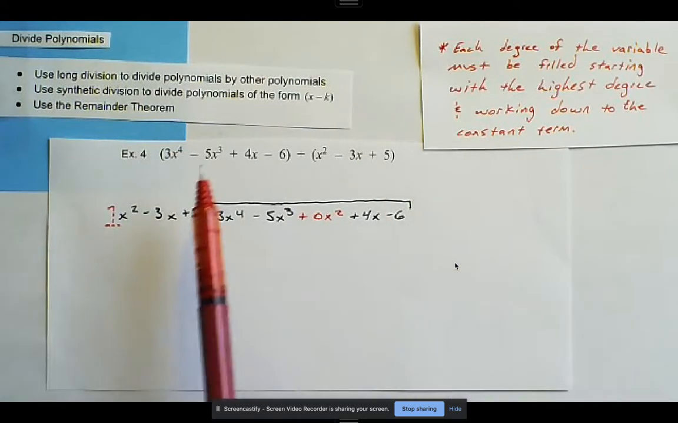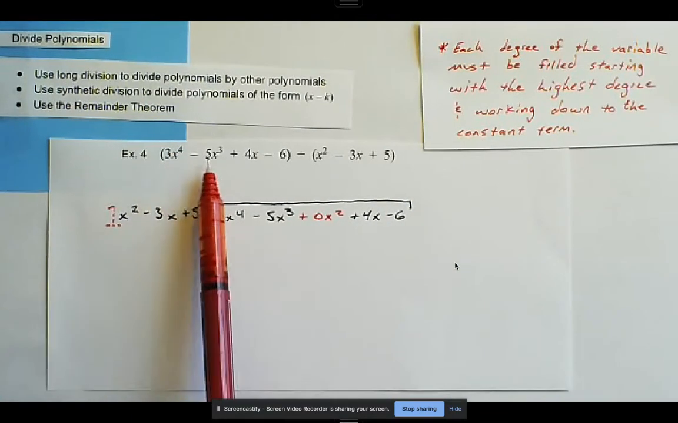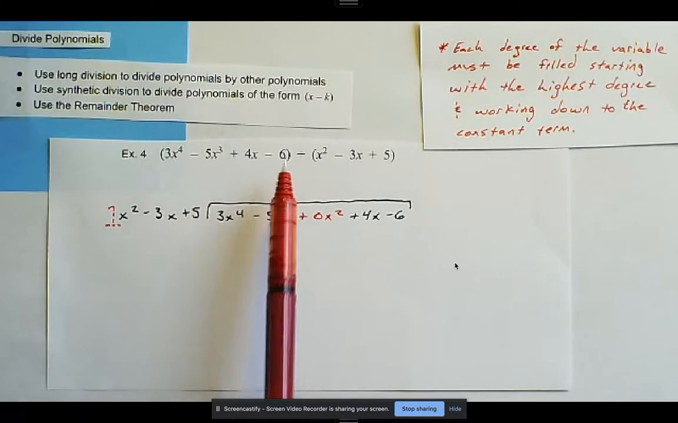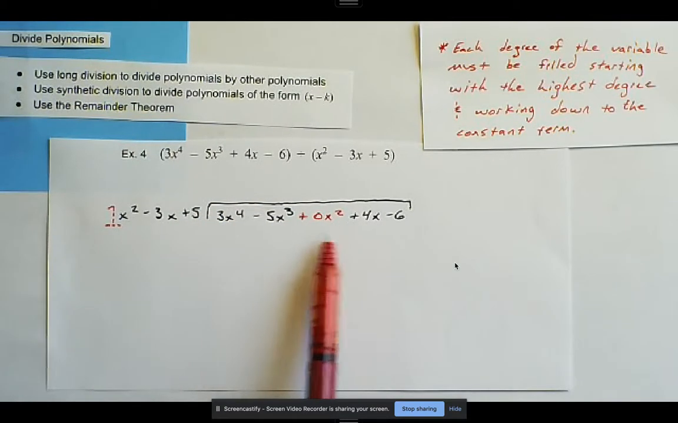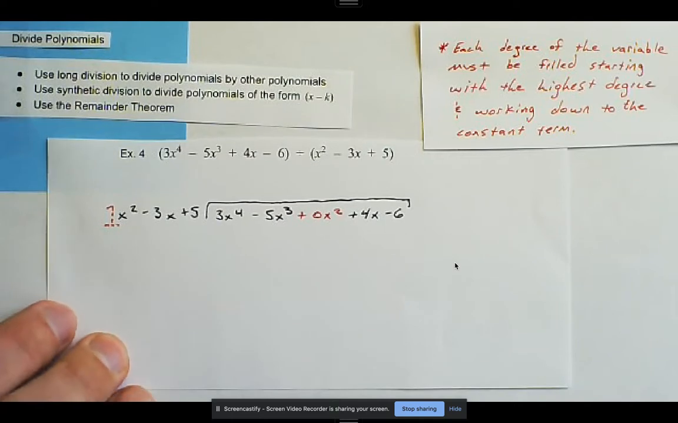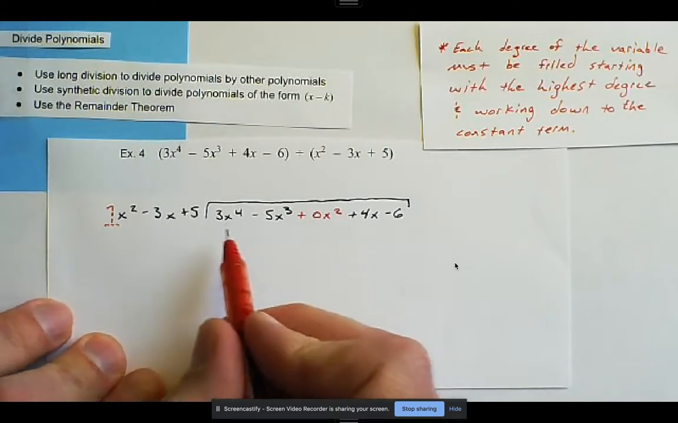term. So as we can see here, we have x to the fourth, x to the third. We're missing the quadratic term, then we're at the linear term and the constant. So we have to add that quadratic term in, and we have a coefficient of 0 when we're working with that. And again, we're always trying to cancel out this first term.